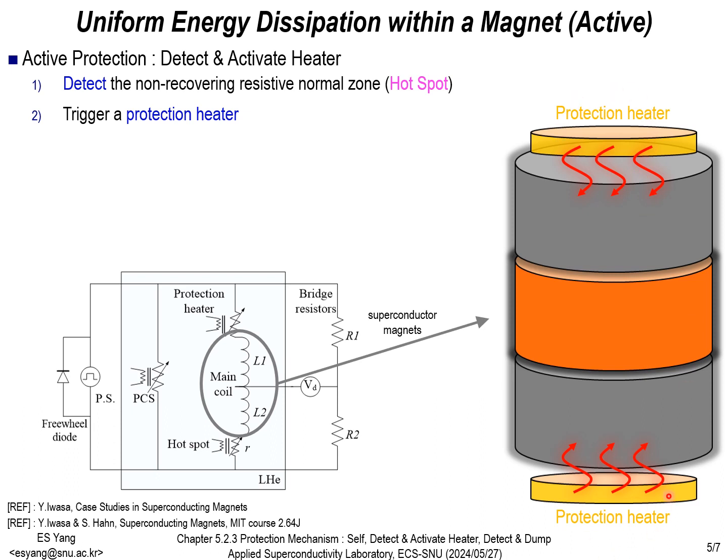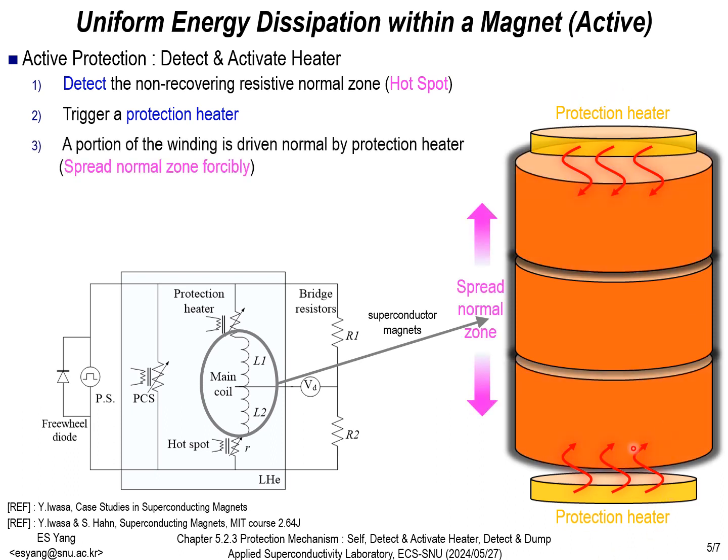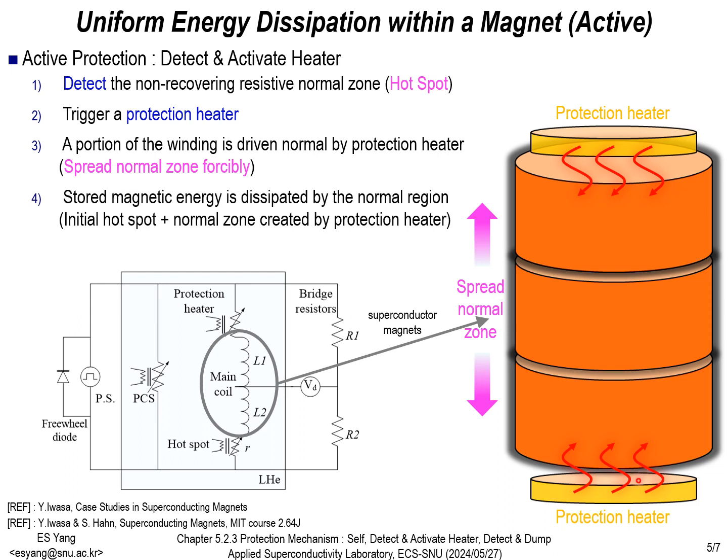Due to this protection heater, parts of the magnet winding transition to the normal state. Consequently, the energy stored within the magnet is dissipated and eliminated in the initial hotspot and the normal zone created by the protection heater.